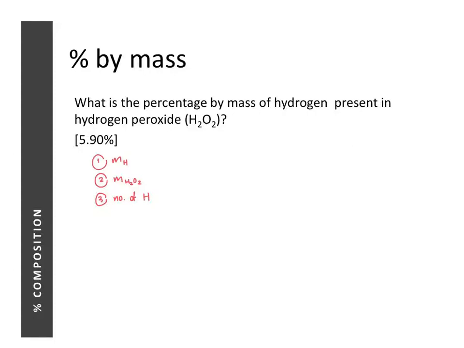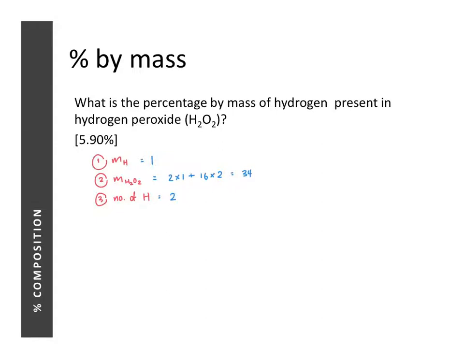Alright, so if you can find these 3 pieces of information, I'm sure you will be able to apply the same formula as before to find the percentage by mass of hydrogen. Alright, so let's do it step by step. The mass of hydrogen is 1. Okay, you can find that from the periodic table. Mass of hydrogen peroxide is 2 times 1 plus 16 times 2. Alright, that will give you 34. Alright, and if you look at the formula of hydrogen peroxide, there are 2 hydrogens in each hydrogen peroxide.